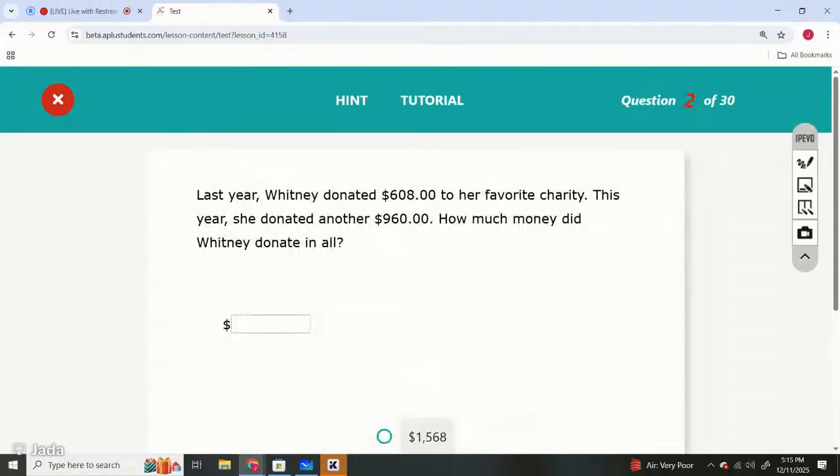Last year, Whitney donated $608 to her favorite charity. This year, she donated $96. How much money did Whitney donate in all?